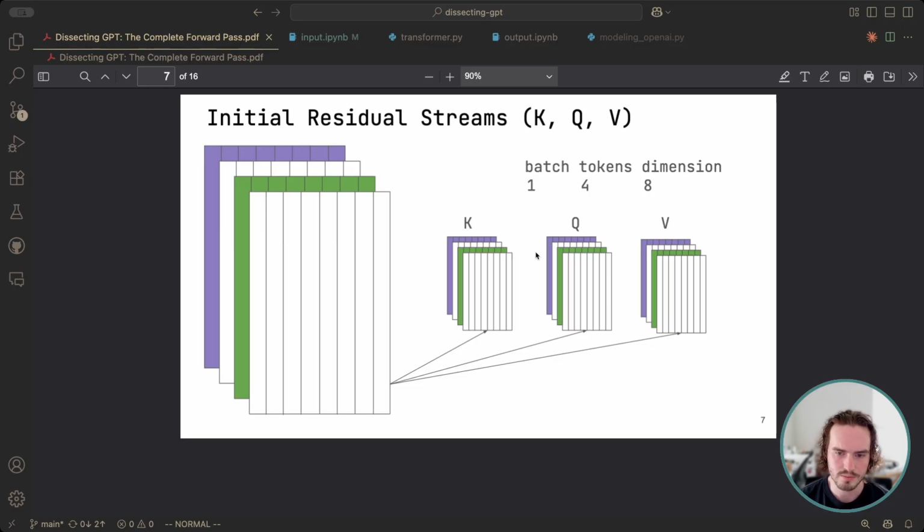And so what I want to stress here is we're pulling from the same source, but we're actually doing a linear projection. So despite having the same source, K, Q, and V are all going to be a little bit different, and that's a learned thing. But they'll be storing references to their version of the same source, that residual stream.